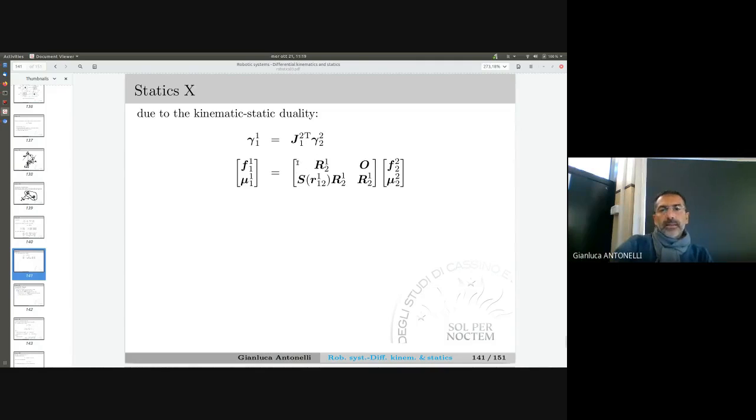Now, without going into the details, if I have a vector of forces and moments acting on a certain rigid body, expressed in one frame, I can express it in another frame attached to the same rigid body by means of this simple Jacobian. It's just rotation and cross product. Why? Let me just show you why. Let's provide the interpretation of this relationship.